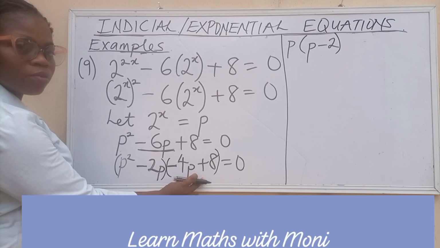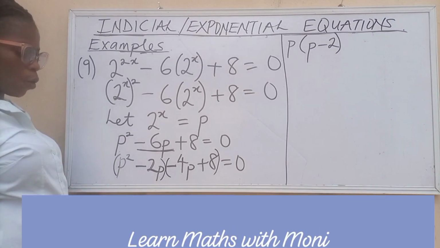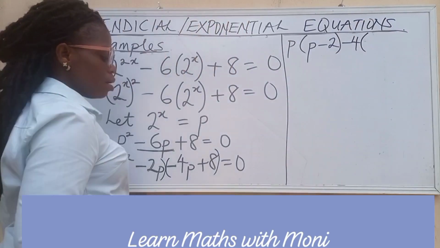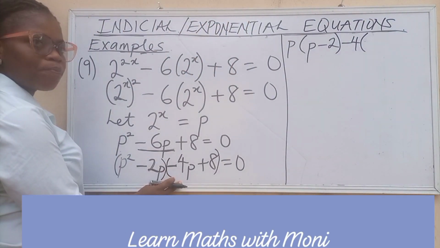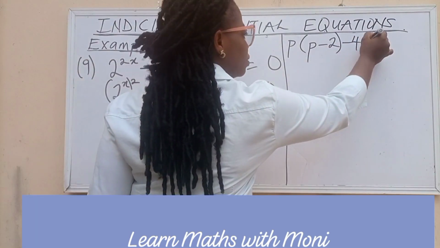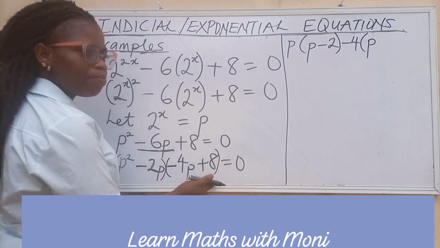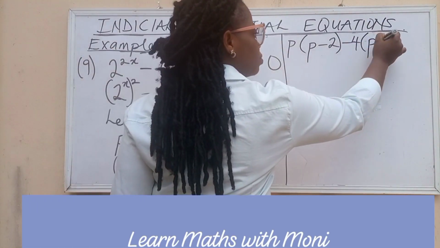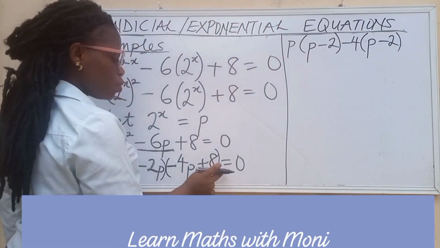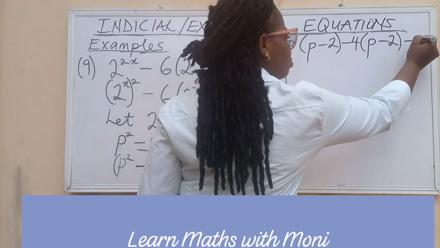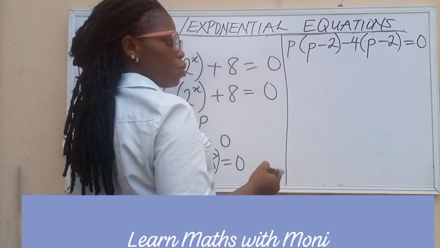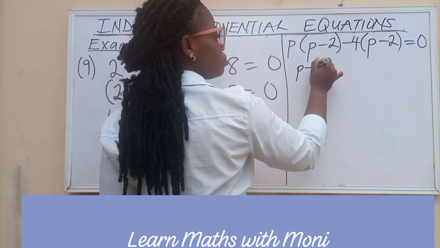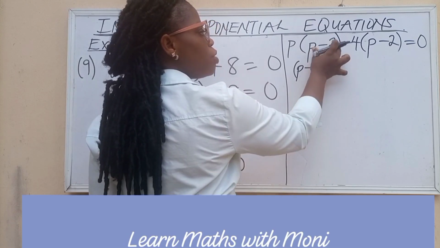Common to the second bracket is minus 4. I'll factor out minus 4. Minus 4 in minus 4p leaves me with p. Minus 4 in plus 8 leaves me with minus 2 equals to 0. So, as usual, we take p minus 4 and one of these.